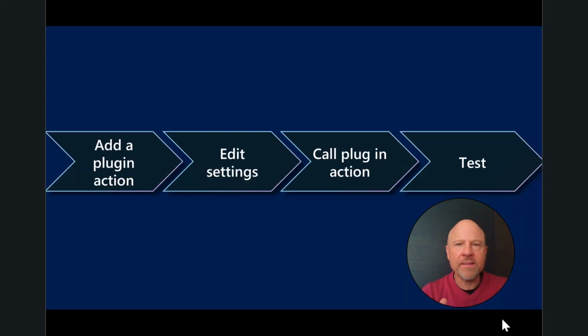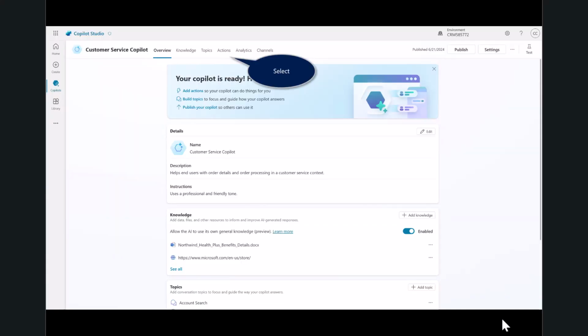In this lab, we'll walk you through the four steps of completing it. First, you'll see where you're going to add a plugin action. Then once it's created, I'll show you where you can edit the settings and the configuration, make some changes to that action. Then we'll call the plugin action, and then we'll go ahead and, of course, test our bot. So let's get started with adding that first action.